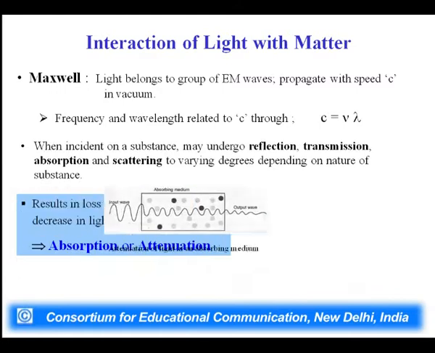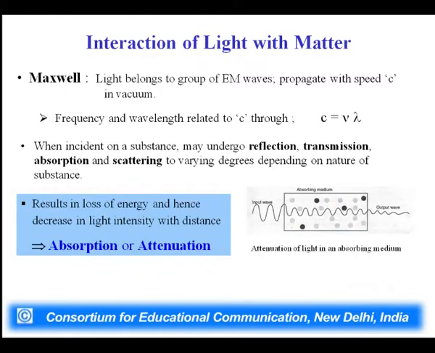Now, first to define the quanta, we define the interaction of light with matter. Maxwell defined light as belonging to a group of electromagnetic waves propagating with speed c in a vacuum, with the frequency and wavelength related to c through c equal to nu lambda. When incident on a substance, light may undergo reflection, transmission, absorption and scattering to varying degrees depending on the nature of the substance. Basically, this results in loss of energy and hence a decrease in light intensity with distance, which is absorption, also known as attenuation.